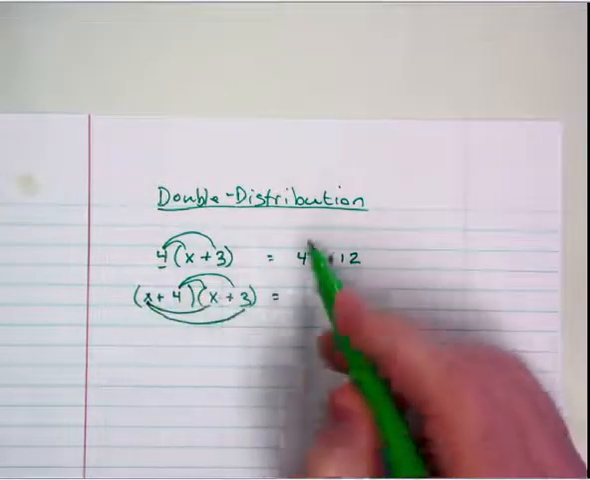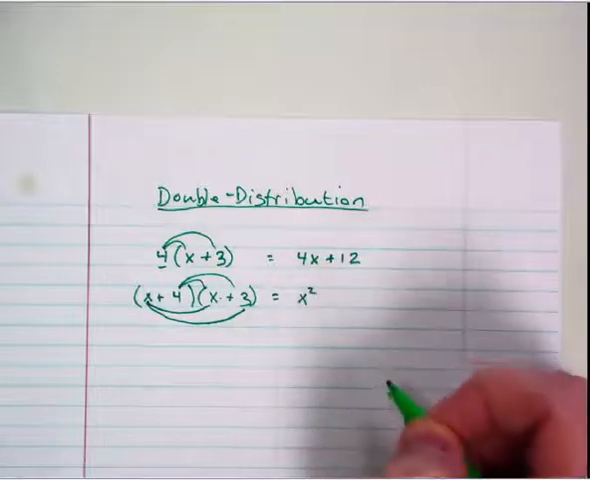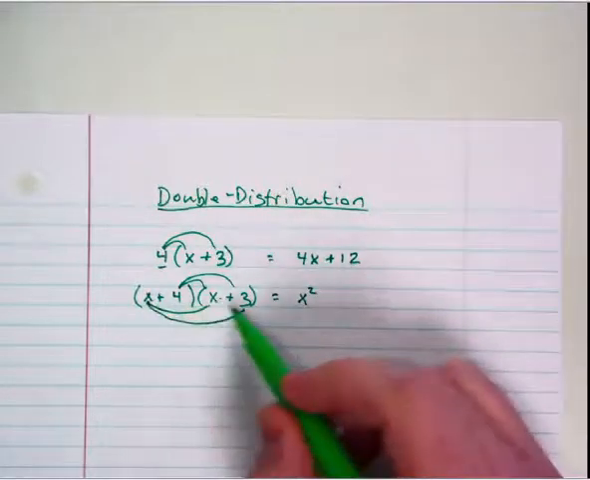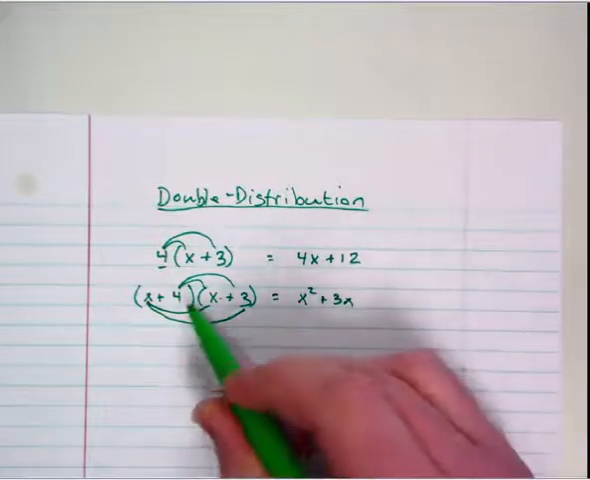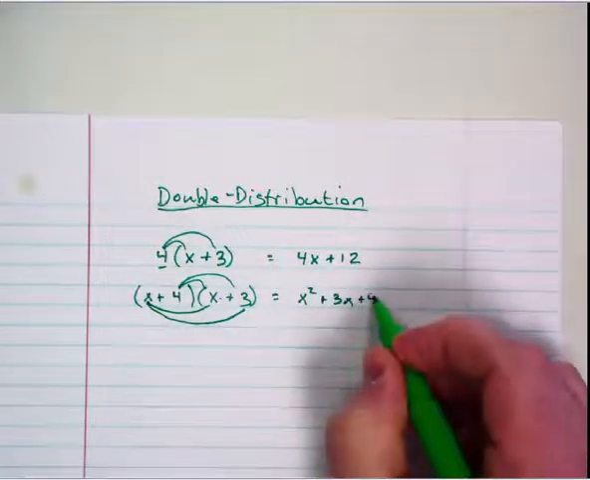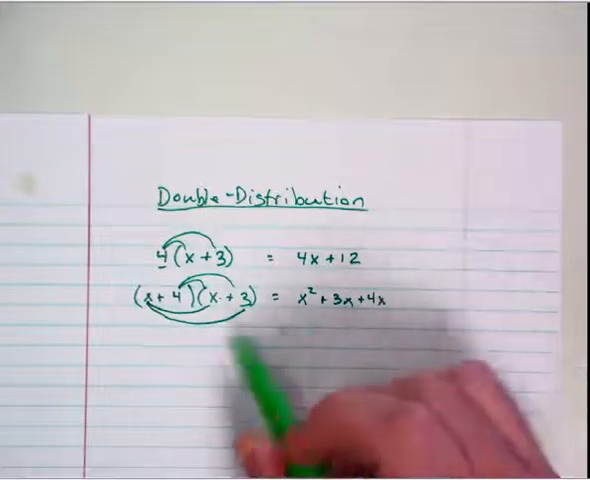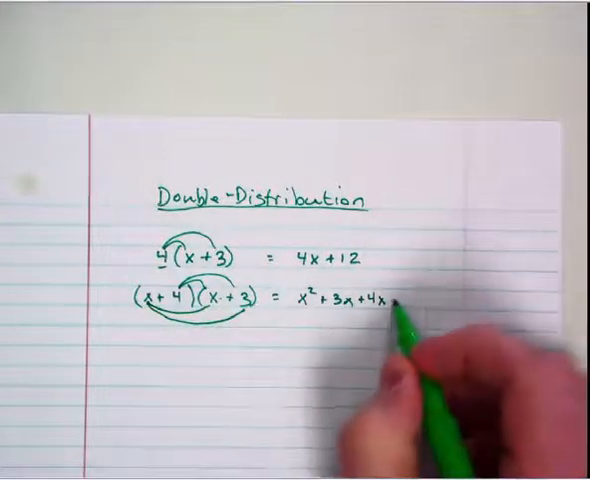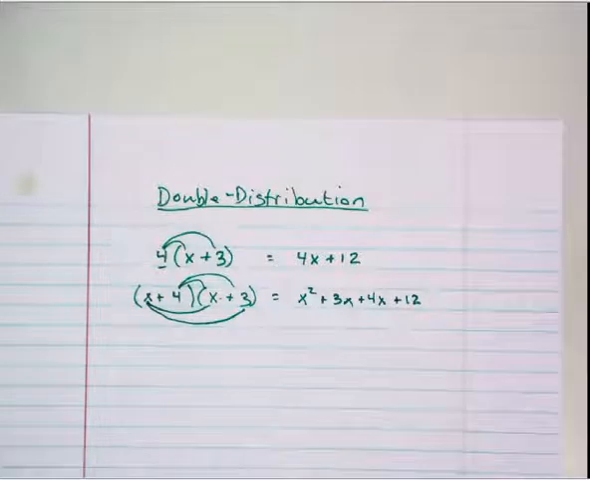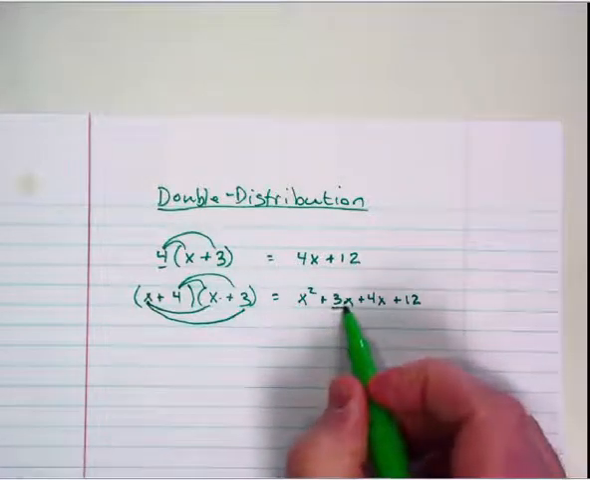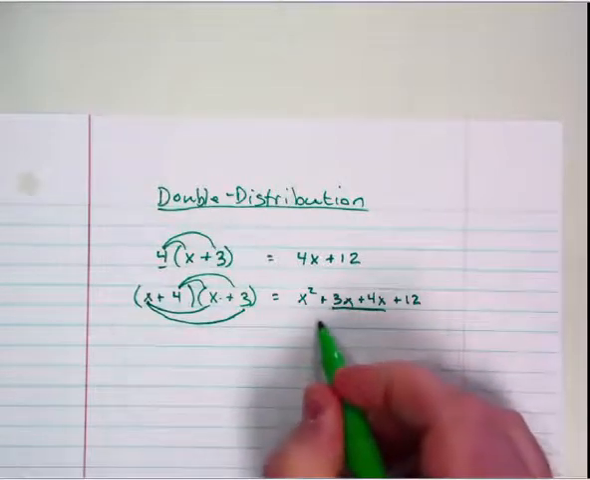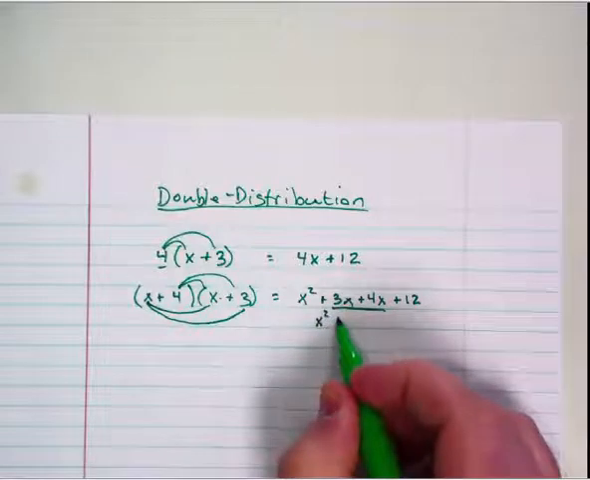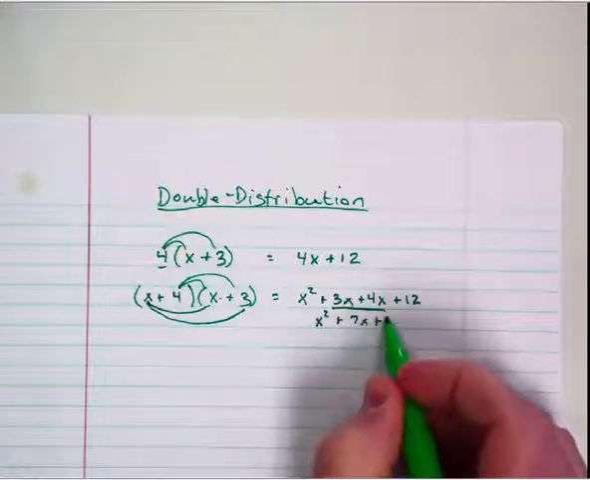and that's going to be, if I multiply things out, the x times x first, which is x squared, and then x times 3, which is plus 3x, and then 4 times x, which is plus 4x, and then of course 4 times 3 is 12. Now when you do this, notice that the two things in the middle are like terms. So I'm going to put those together, and so my final answer is x squared plus 7x plus 12.